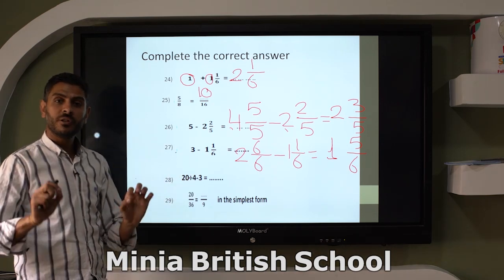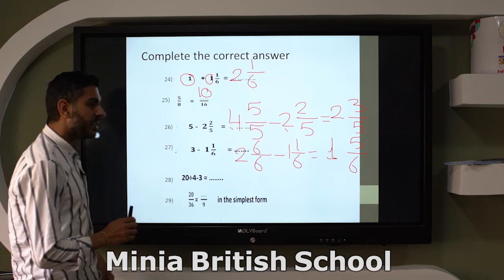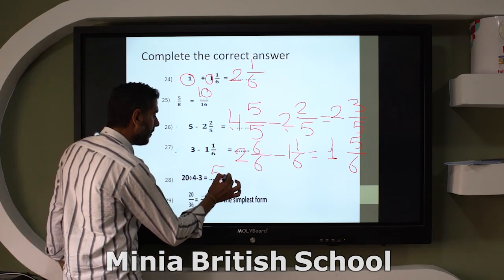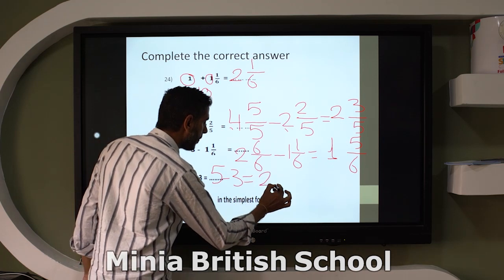In number 28, the first step here is divide, because 20 divided by 4 minus 3, the first step is divide. So 20 divided by 4 equals 5. 5 minus 3 equals 2. Okay.